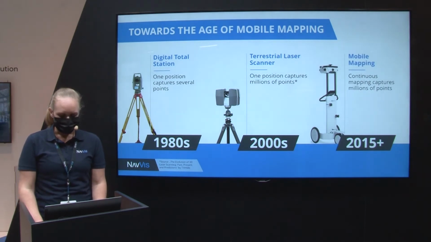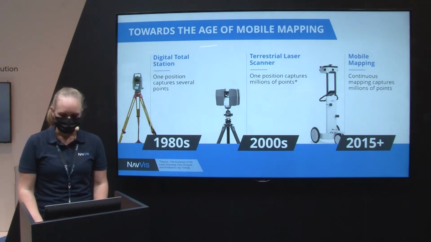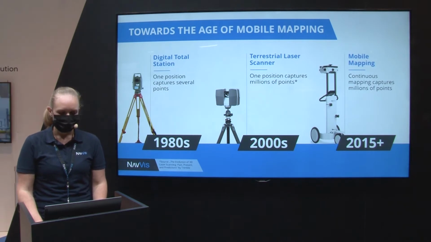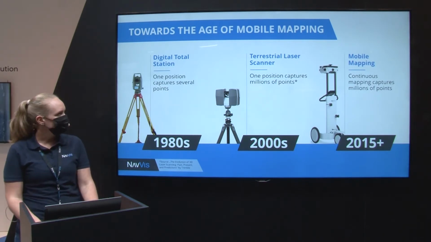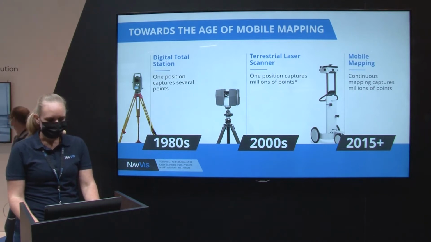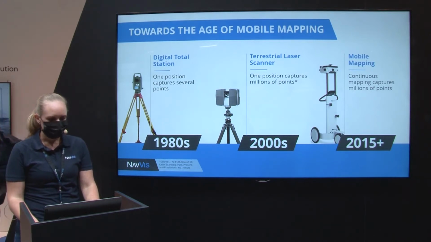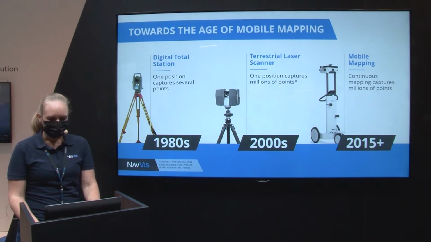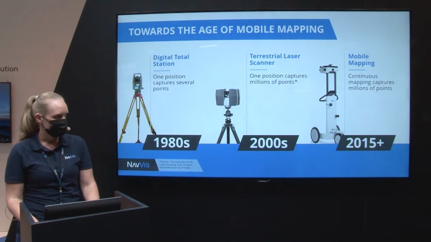So let me quickly start to talk about the historical development of surveying equipment. On the one hand, here we see the standard surveying equipment as digital total stations and terrestrial laser scanners. And since the industry is evolving, of course, the terrestrial laser scanners actually became mobile. So now we also have mobile mapping systems in the industry, for example, the M6 you can see here on the right.